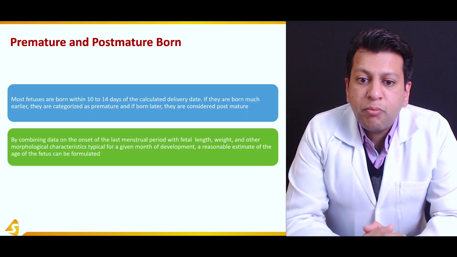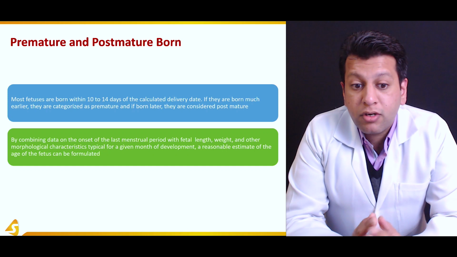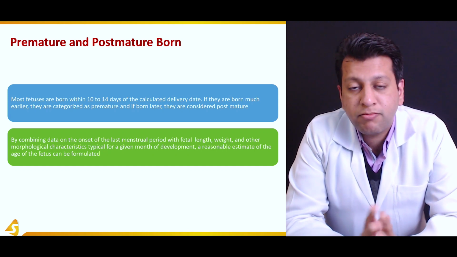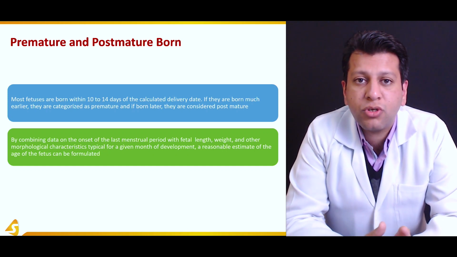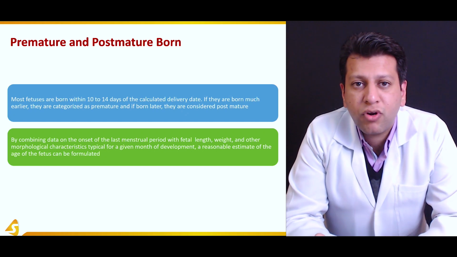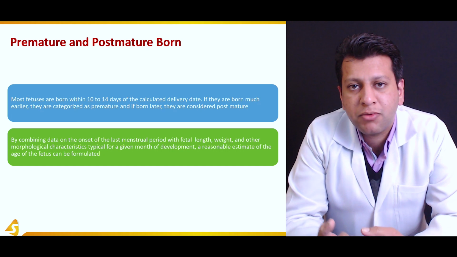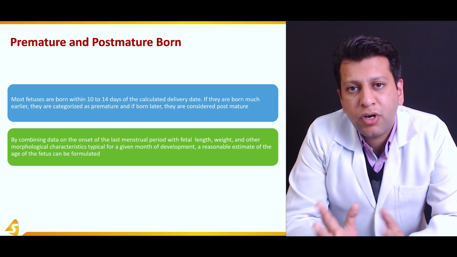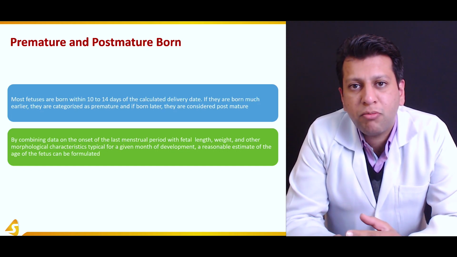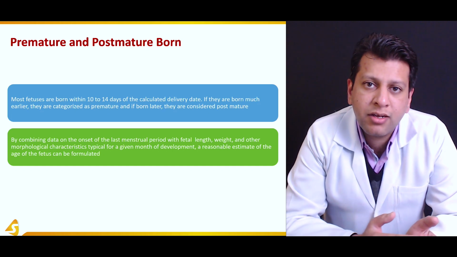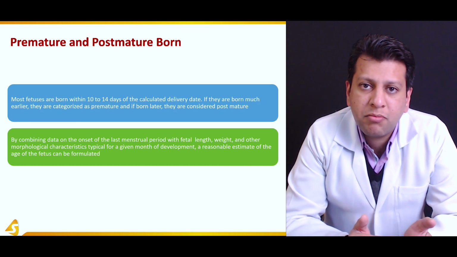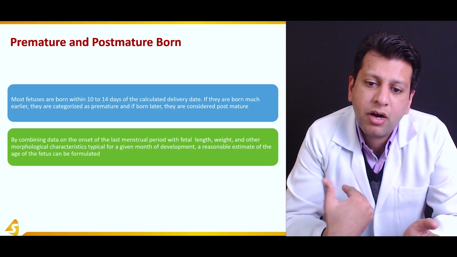So when do we call them premature and post-mature born? Normally, it's 40 weeks, but it's not exact. The range is from 38 till 42, or 37 till 42 at times. So even up till 42, they can be calculated as normally born.